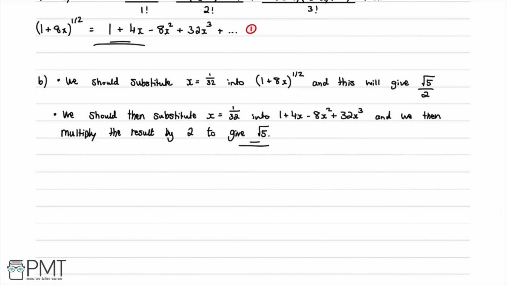We've therefore completed this question, and we get 1 mark for each bullet point we have here. So we get our first mark for explaining about this substituting into 1 plus 8x to the power of a half, and then we get our second mark for substituting x equals 1 over 32 into our binomial expansion.